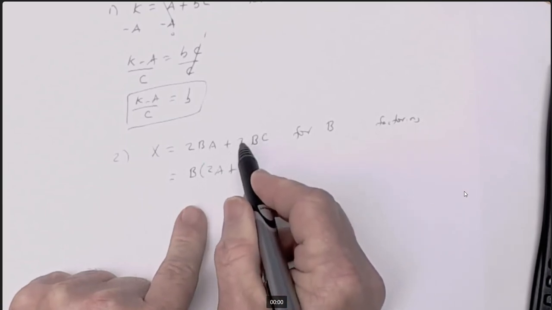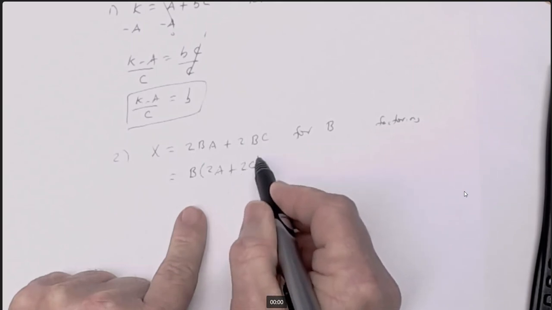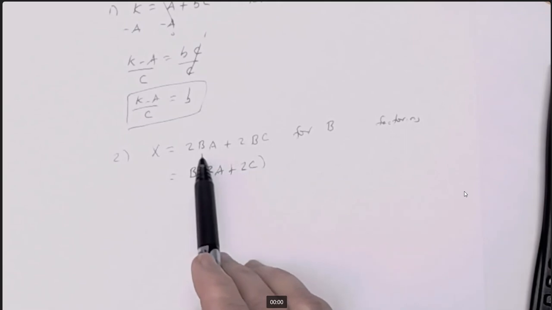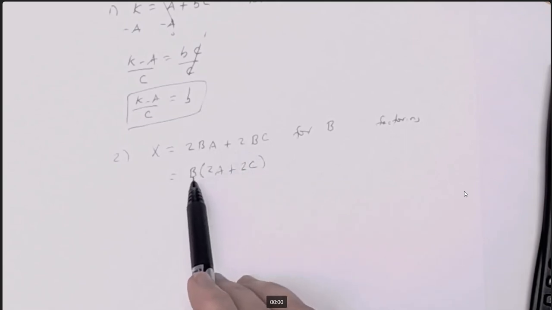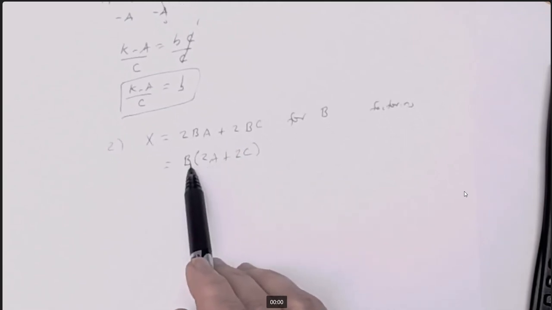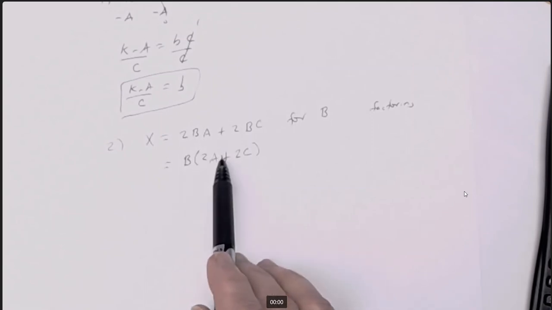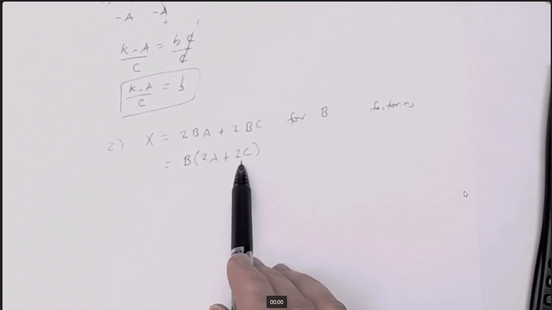And you can always check yourself. See this right here, I'm saying is this, which it is, because if you use the distributive property, b times 2a is 2ba, plus b times 2c is 2bc, and then that's equal to x.